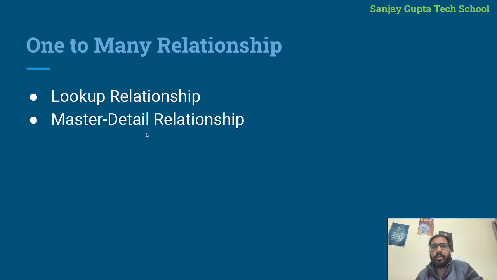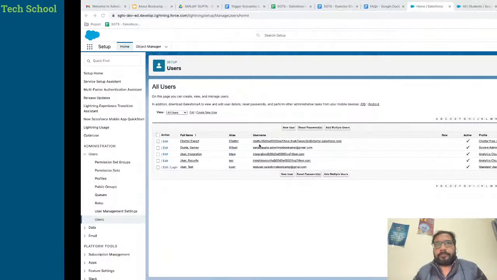One-to-many relationship means one record can have many related records, right? Here you need to understand that one record will be on the parent side. Parent means master record, and that record will have some child records. We can do this in two different ways: one is lookup and one is master detail. First of all, I'm going to show you what a relationship is with the help of standard objects.